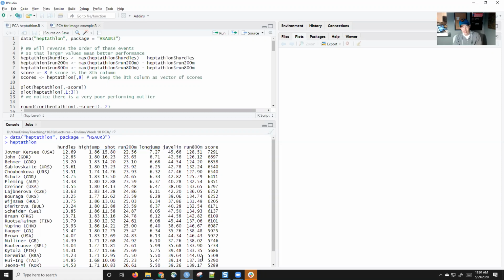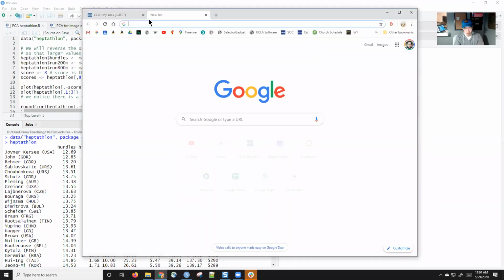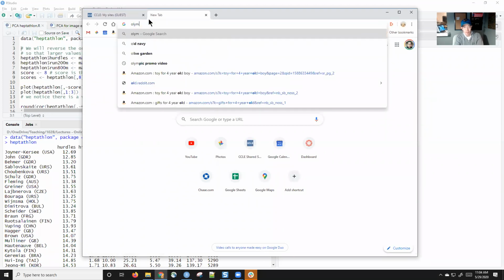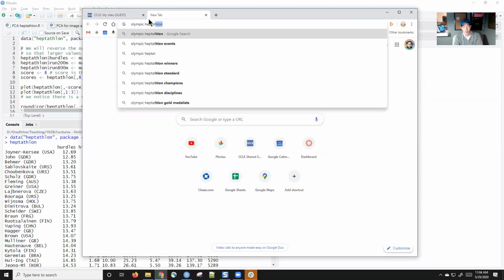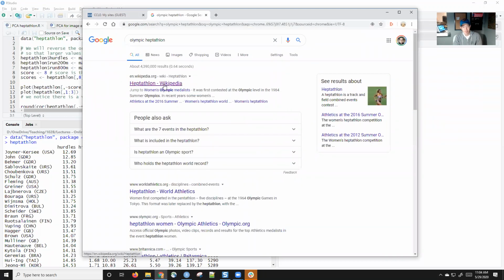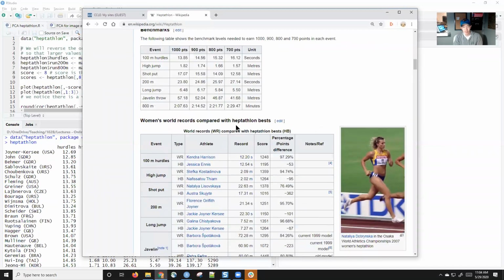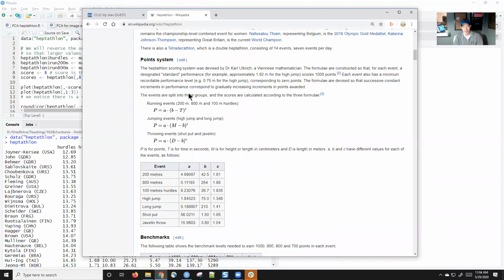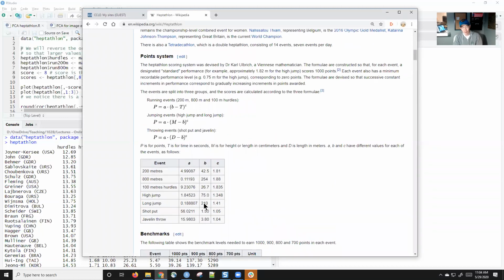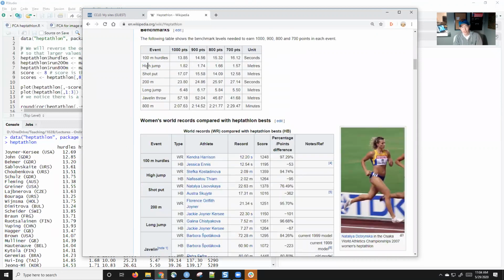800-meter run. And the Olympics have some kind of scoring system for how the events should be scored. So they have these numbers, and basically, if you run the 100-meter hurdles in 13.85 seconds, you score 1,000 points. If you take 16 seconds to run them, you get 700 points.